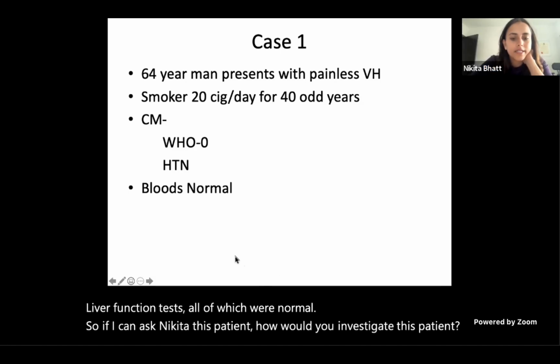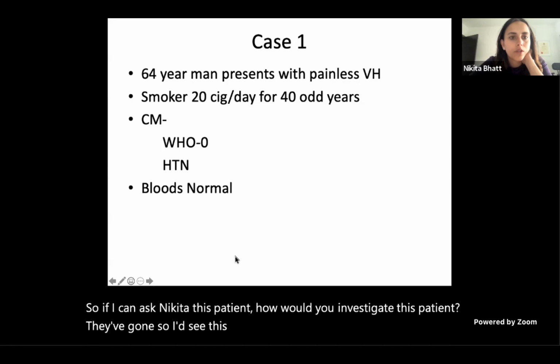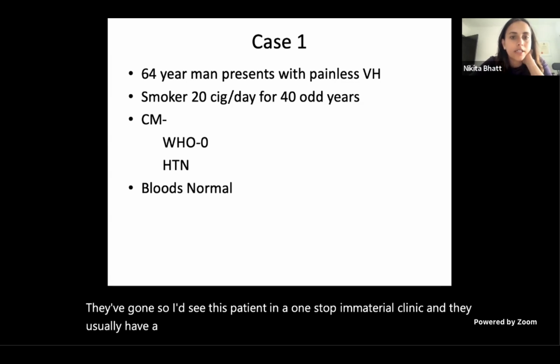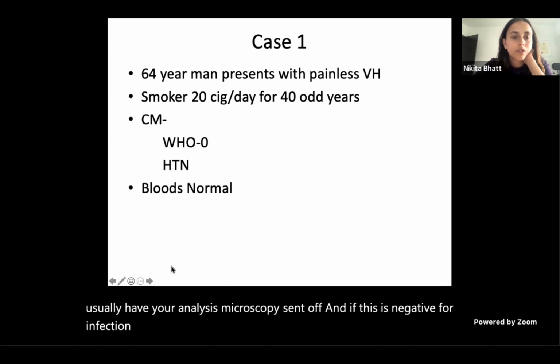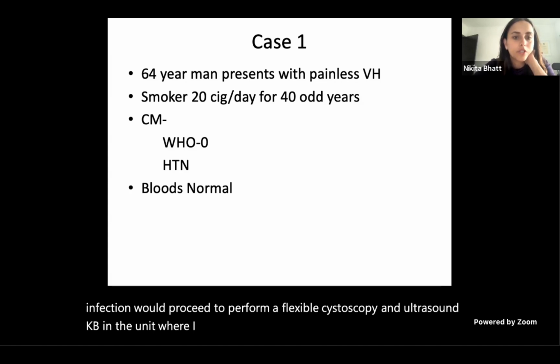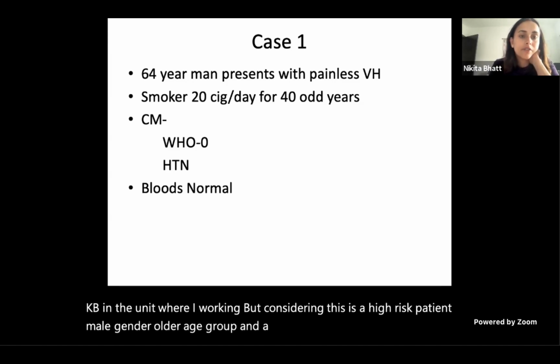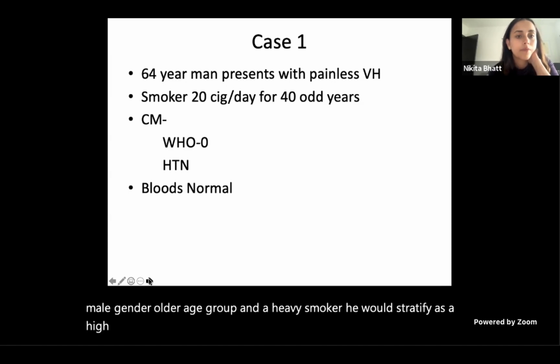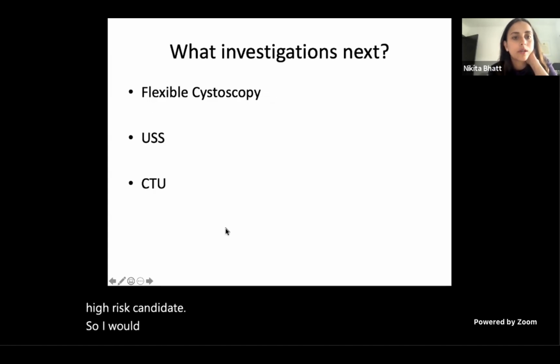Thanks, Bhavan. So I'd see this patient in a one-stop hematuria clinic, and they usually have a urine analysis, microscopy sent off, and if this is negative for infection, we'd proceed to perform a flexible cystoscopy and ultrasound KUB in the unit where I work. But considering this is a high-risk patient, male gender, older age group, and a heavy smoker, he would stratify as a high-risk candidate. So I would straight away organize a CT urogram, upper tract imaging.